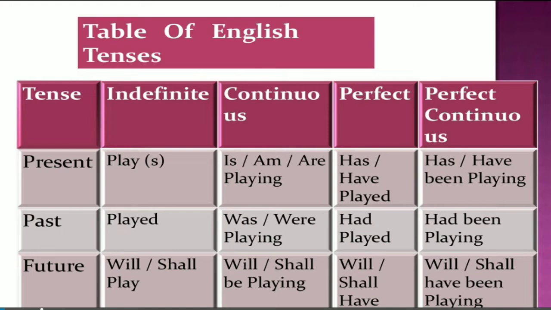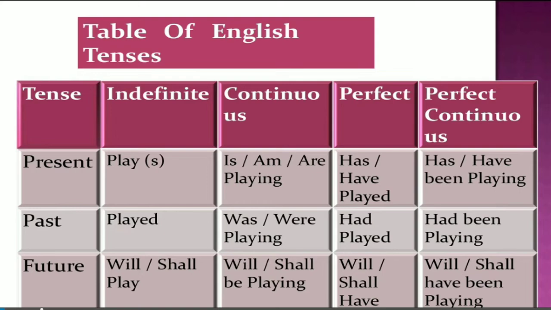V2, V3, the past participle. Okay, subject plus has or have plus V3 plus object. The next one is a combination of perfect and continuous tense. Perfect means one is complete. Continuous means one that is going on. So this present perfect continuous is used to express the action that started some time ago in the past, that has been continuing for a long time and has just finished.